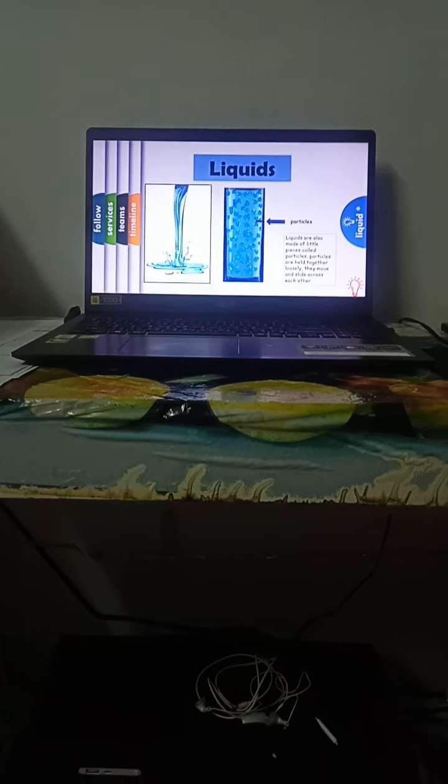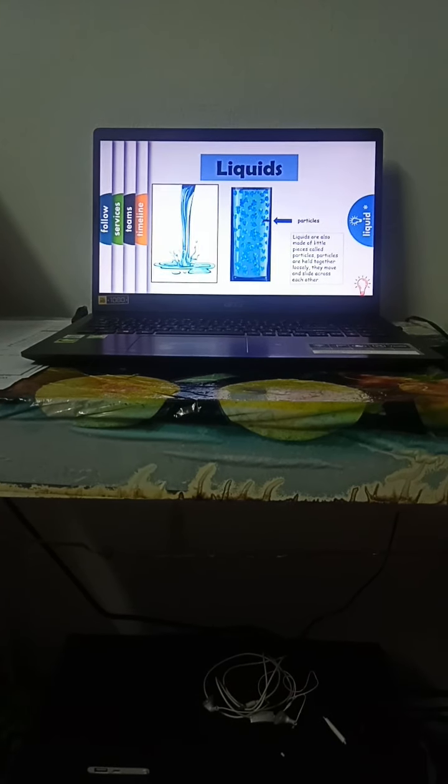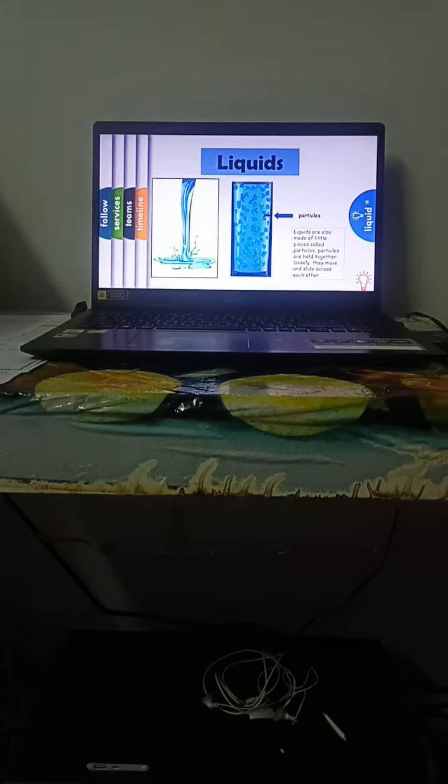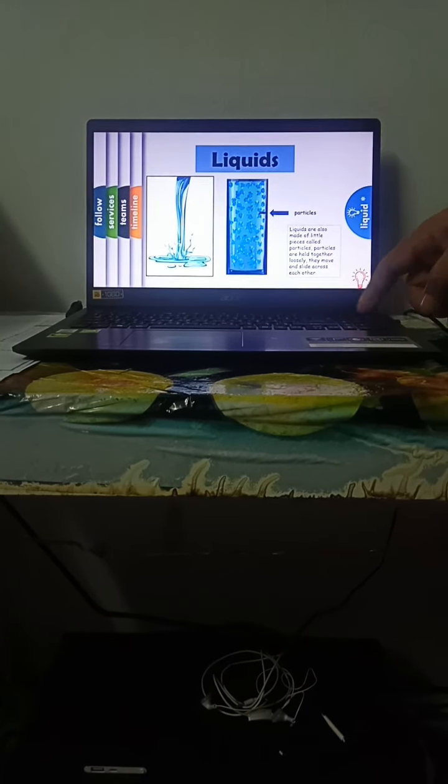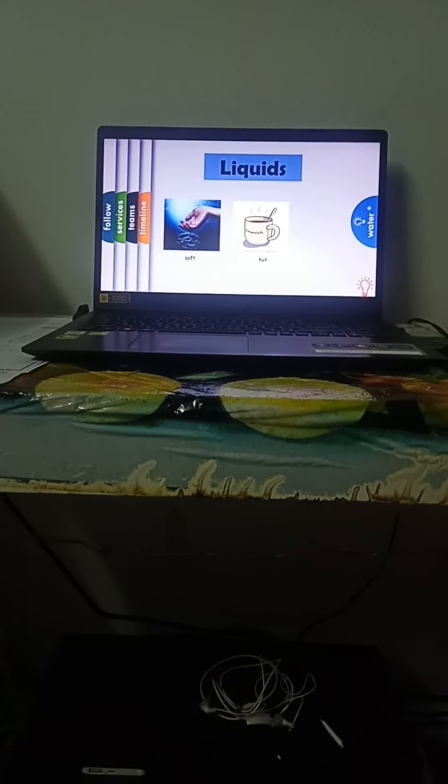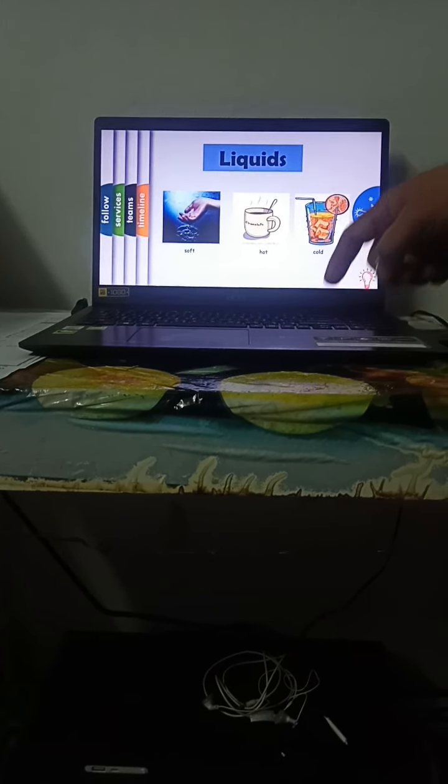Liquids are also made of little pieces called particles. Particles are held together closely. They move and slide across each other. Okay. Liquids are soft and not hard. It can be hot, like a mug of hot chocolate. It can be cold, like a glass of cold lemonade.